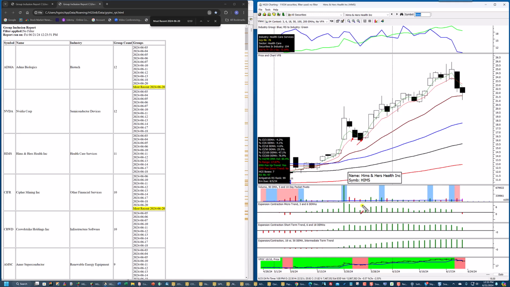The 3 did not get down below the 6 because this histogram remained positive until right here. Now here, there's the first lower low, the second lower low. If there's a third lower low on this, then that would be a price trend change.